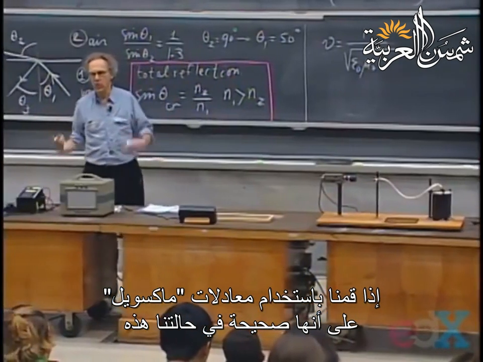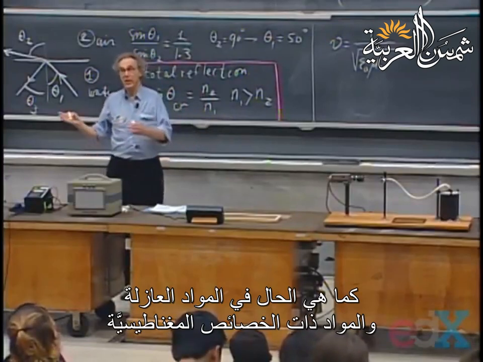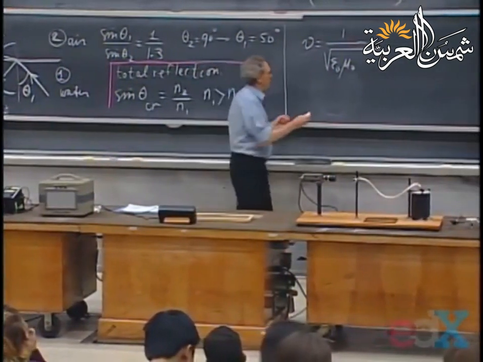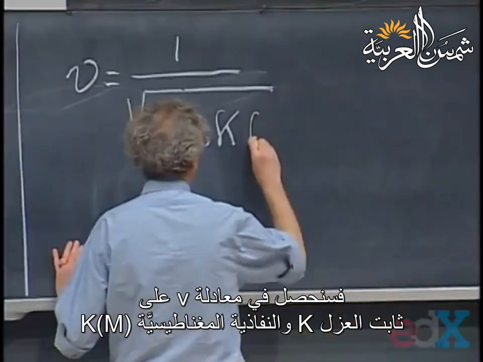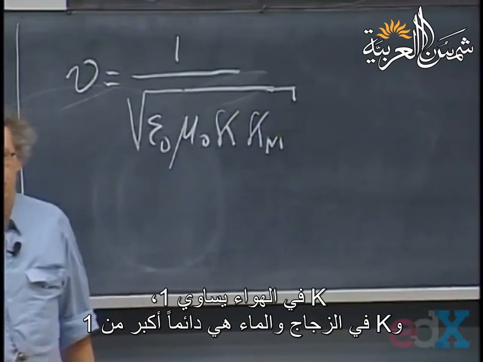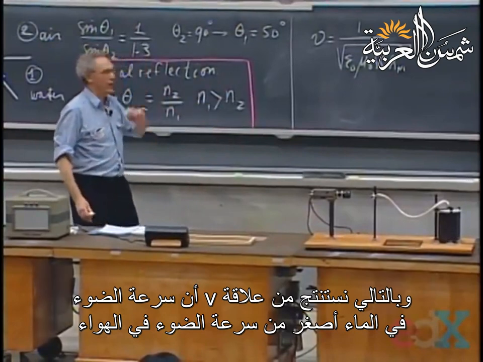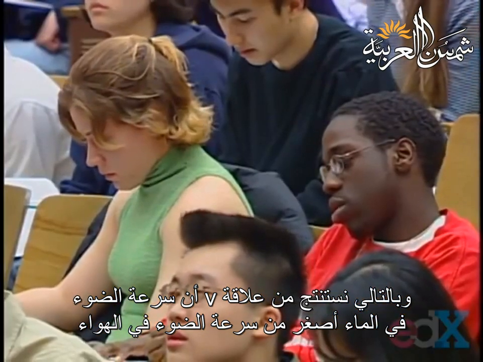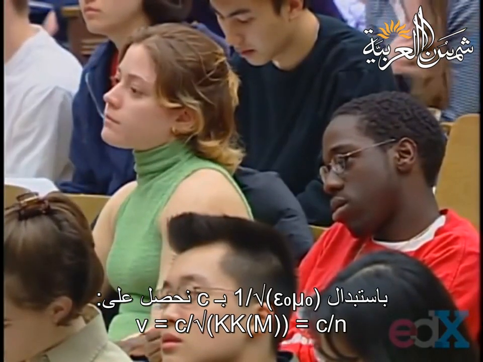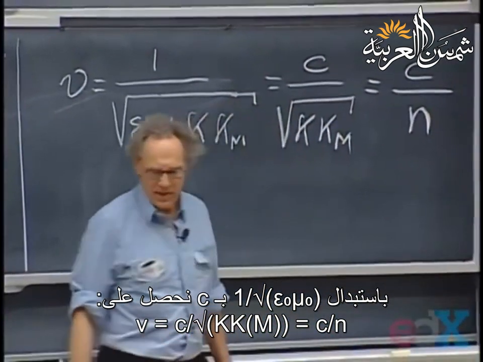If you had used Maxwell's equations as they are valid in materials, in dielectrics, and also in materials that have magnetic properties, then it would be exactly the same derivation, but you would have seen a kappa here, the dielectric constant, and you would have seen here the magnetic permeability. Kappa, if you're not in air, but in glass and water, is always larger than 1. So you see in front of you that the speed of light in water is lower than the speed of light in air. This can also be written as C divided by the square root of kappa times kappa m, and we would nowadays simply write that as C divided by n.